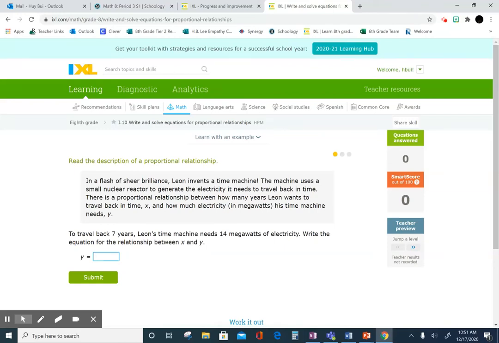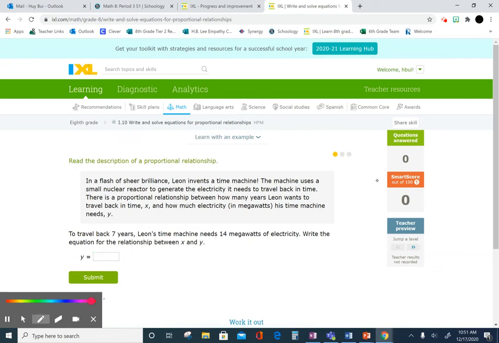All right, this is I-10, write and solve equations for proportional relationships. The story says, in a flash of sheer brilliance, Leon invents a time machine. The machine uses a small nuclear reactor to generate electricity it needs to travel back in time. There is a proportional relationship between how many years that Leon wants to travel back in time, x, and how much electricity in megawatts his time machine needs, y.